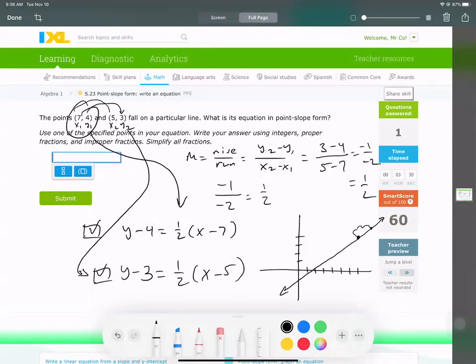But let's look at the other point. (5, 3). 1, 2, 3, 4, 5. Here's 5. Here's 7. Here's 4. Here's 3. (5, 3). Hey, isn't that on the line already? And what's the slope of this line? Same slope. Rise 1, run 2. What happens is, regardless of which point you start on, you're still talking about the same line.